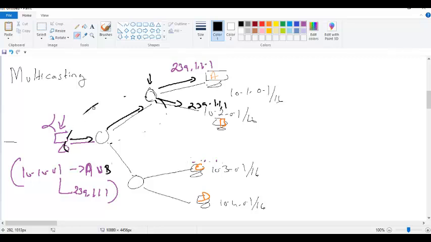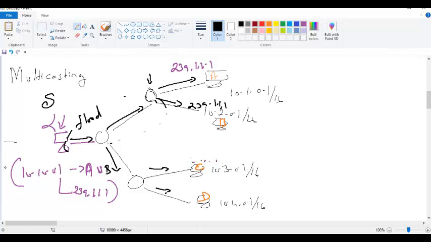This is the source. What this source will do, it will flood. When it floods, everyone in the topology will be able to receive, but not everyone can open it because they don't belong to the group.